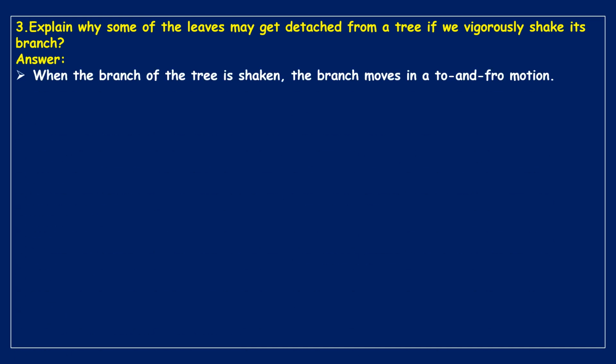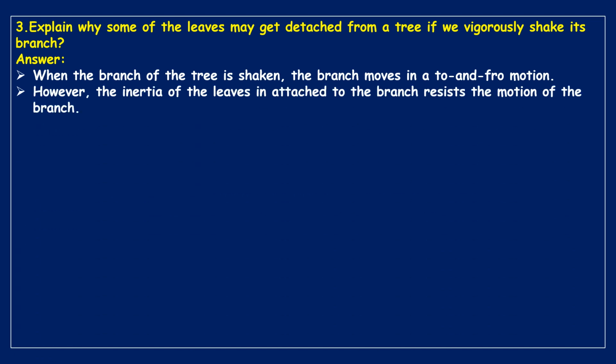Your answer is, when the branch of the tree is shaken, the branch moves in a to and fro motion, a vibrational motion, front and back motion. However, the inertia of the leaves attached to the branch resists the motion of the branch. Now see, before shaking the branch, leaves are at rest. Due to the law of inertia of rest, they have the tendency to stay in their rest position only.